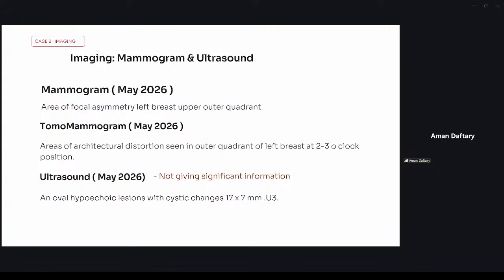Yes, ma'am. So in this, there are two things. Since she's a kidney donor, you have to clear it. You can't say I'll follow this. So you can either do a contrast enhanced mammography or you can do an MRI to rule it out, whichever facility you have in your hospital.